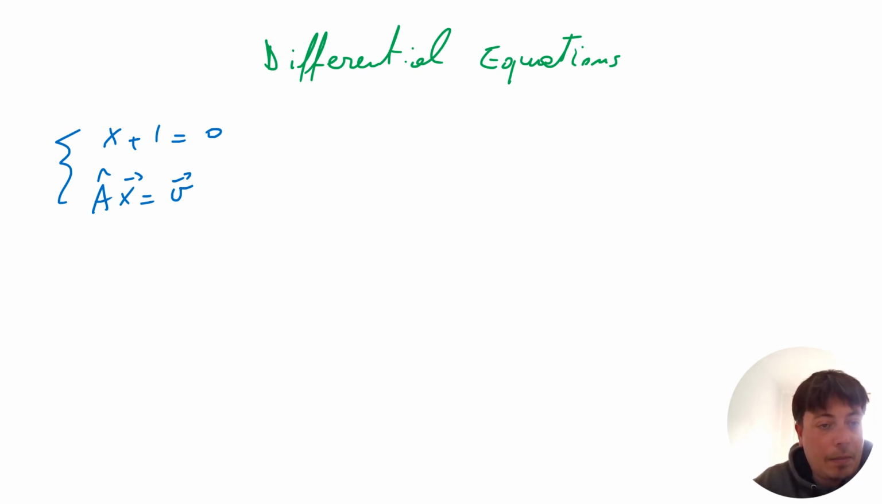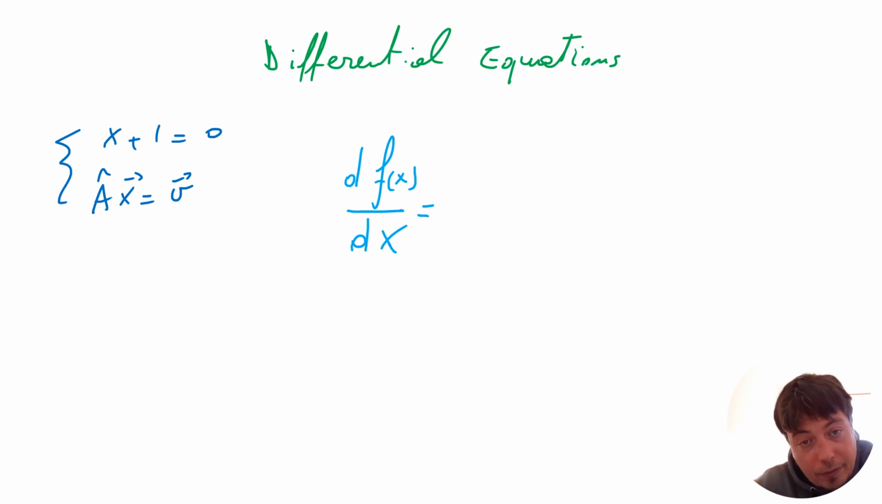The target is a number or a vector, depending on the two cases. And we introduced the inverse matrix to solve the matrix equation. For a differential equation, the important thing to remember is the differential part, meaning that we are dealing with derivatives. So we have a function of which we know the derivative. Okay, so we know the derivative of a function, which is g of x in this case, and we would like to understand which is f.